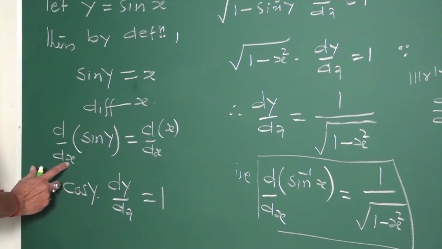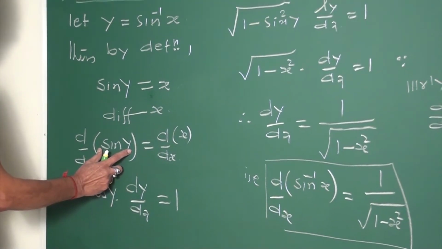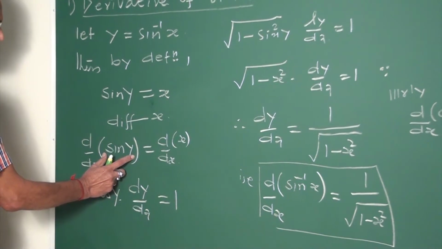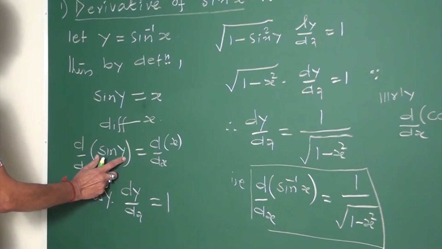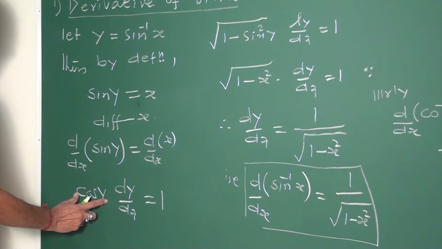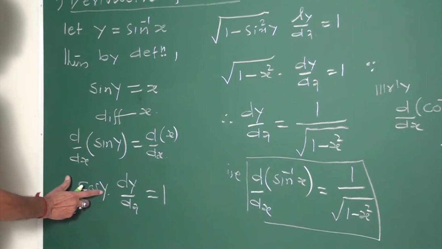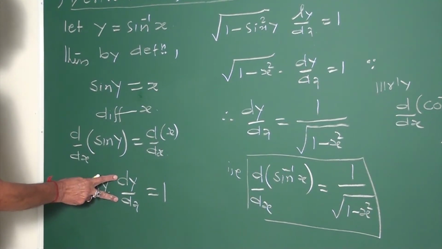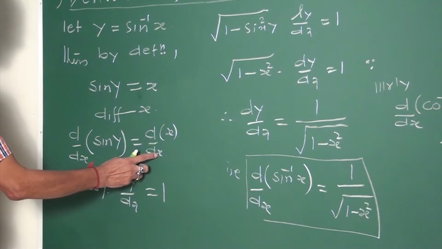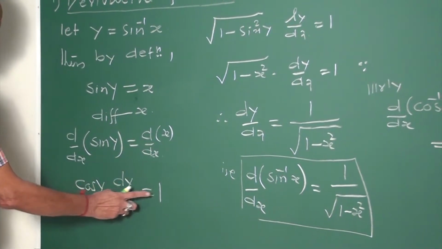My friend, it is not x, it is a function of y. First differentiate sine y with respect to y. The derivative of sine y with respect to y is cos y. Then write its derivative, dy by dx. Now the derivative of x with respect to x is 1.